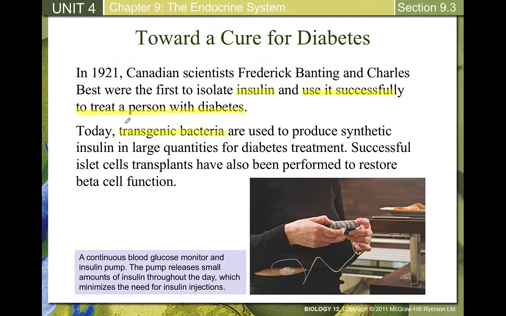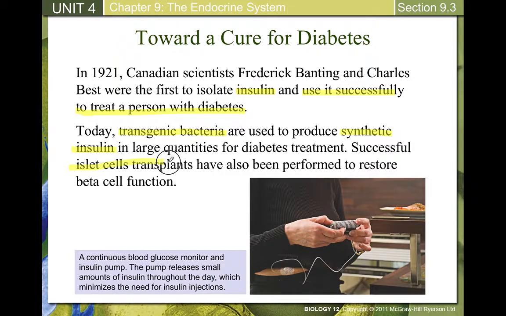And that bacterium doesn't know the difference between its own DNA and the human DNA that it has. So it will just start to follow the instructions, and it will make human insulin. Right? So we can actually produce synthetic insulin, which is human insulin made by bacteria in really large quantities. And so we're able then to harvest it and to deliver it to people who need it.